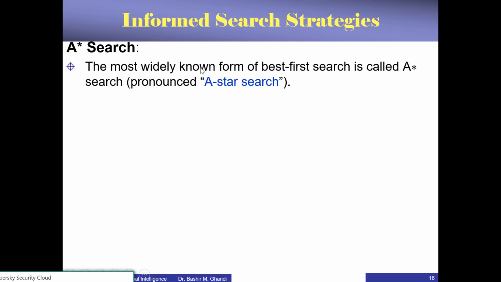Okay, so let us look at the second informed search. The first one didn't do very well. Let us see if this one can do better. So this is called A star search. We read it as I have just read it. A star search. So this is the most widely known form of best first search.